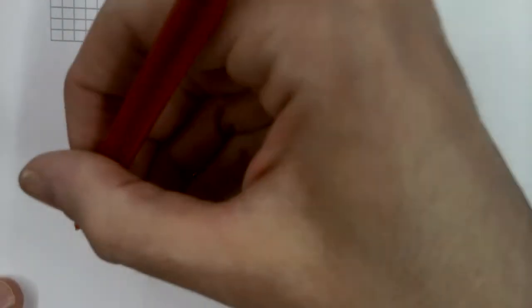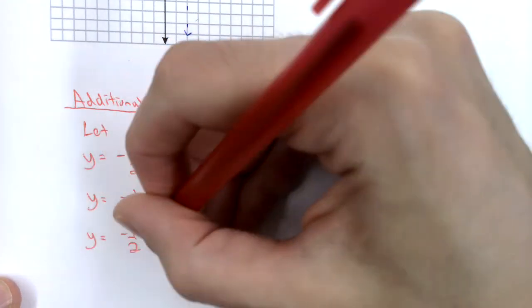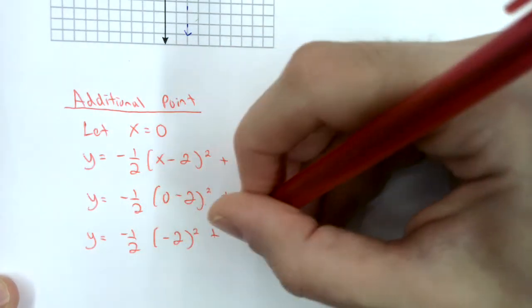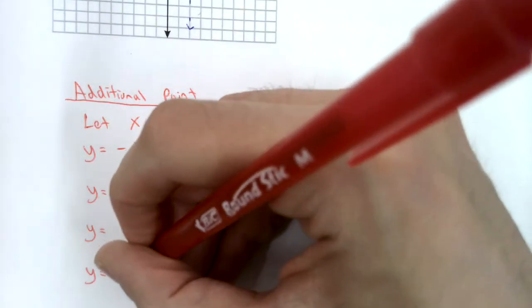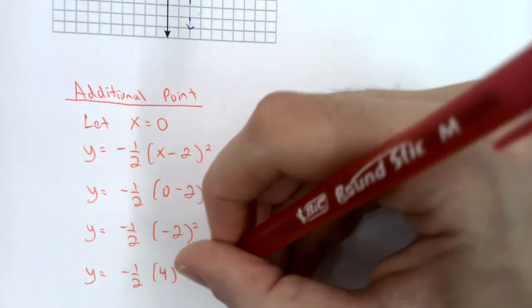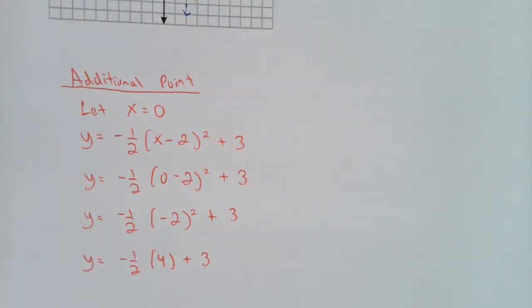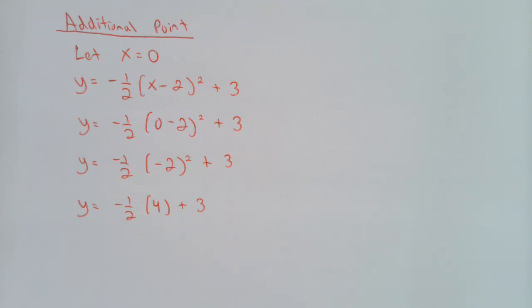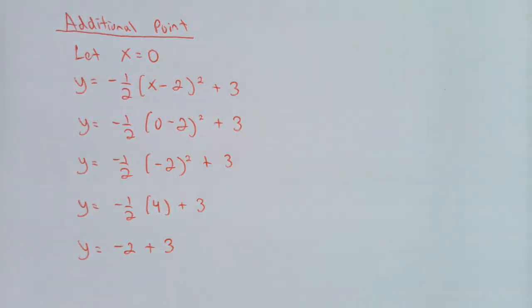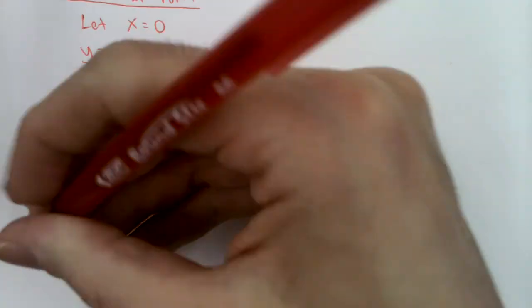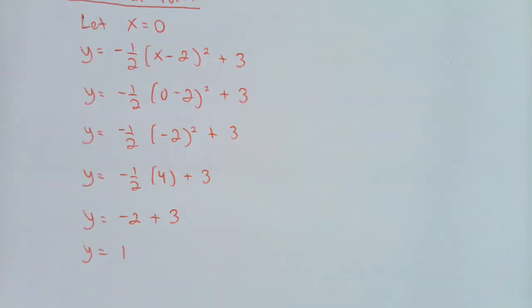Parentheses, 0 minus 2 is negative 2. Next up will be the exponents. Negative 2 squared, be careful, is positive 4. So y equals negative 1/2 times positive 4 and then plus 3. Negative 1/2 times positive 4 is negative 2. Y equals negative 2 plus 3, which is 1. That means I have the additional point 0, comma 1.